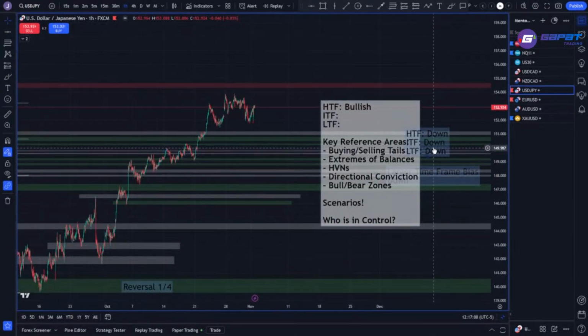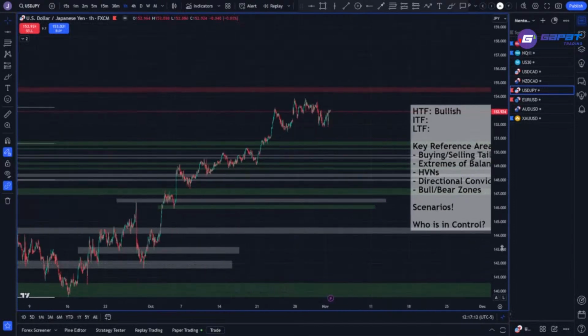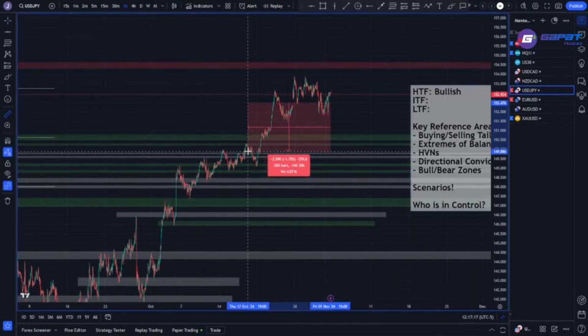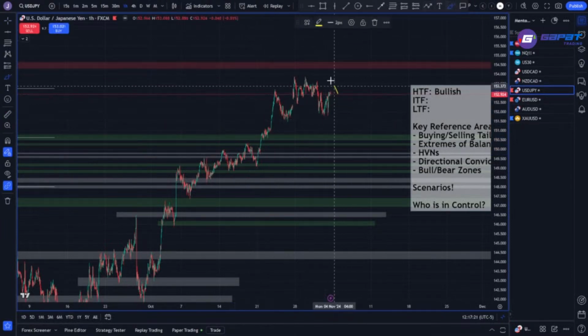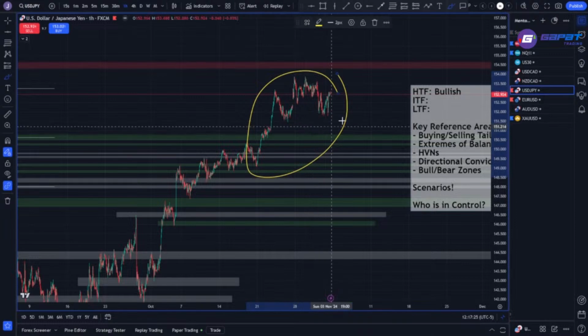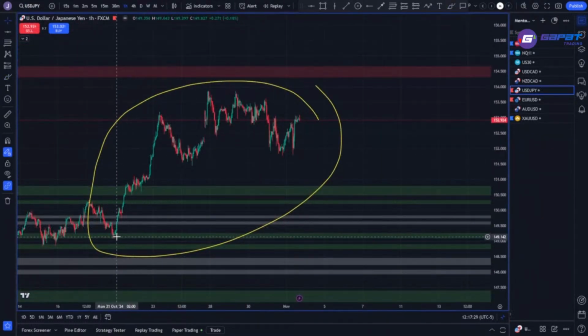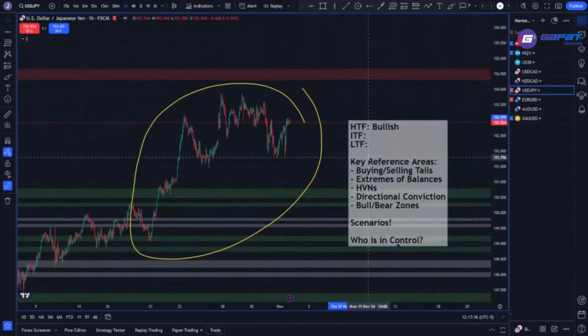Let me get rid of these. Intermediate time frame was this here. So we're definitely up in the past 2 weeks, but we've begun basing. So this could be bullish or neutral bullish. So I'm just going to go with neutral bullish.